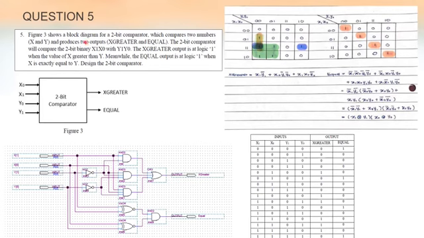For question 5, figure 3 shows a block diagram for a 2-bit comparator which compares two numbers x and y and produces two outputs, x greater and equal. The 2-bit comparator will compare the 2-bit binary x1, x0 with y1, y0. The x greater output is at logic 1 when the value of x is greater than y. Meanwhile, the equal output is at logic 1 when x is exactly equal to y.